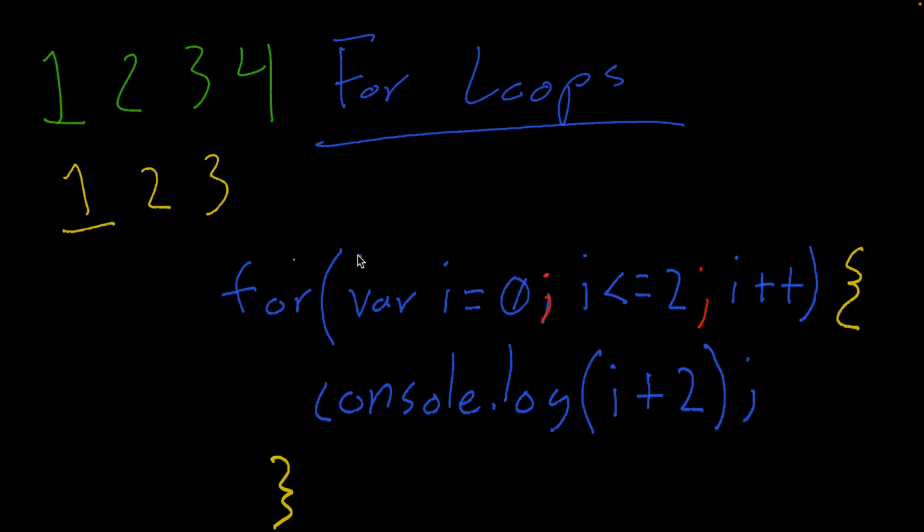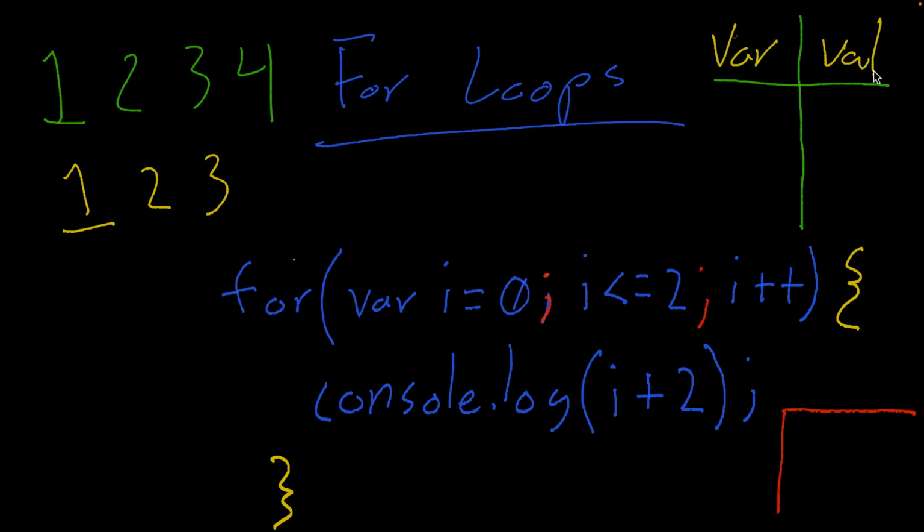All right, so now let's read through our for loop. Oh, let's create the console log. That is necessary as well. Not the console log, but the console area and our T diagram. So let's write that up there. Here's our T diagram. Var, val. Okay. So let's read through this.